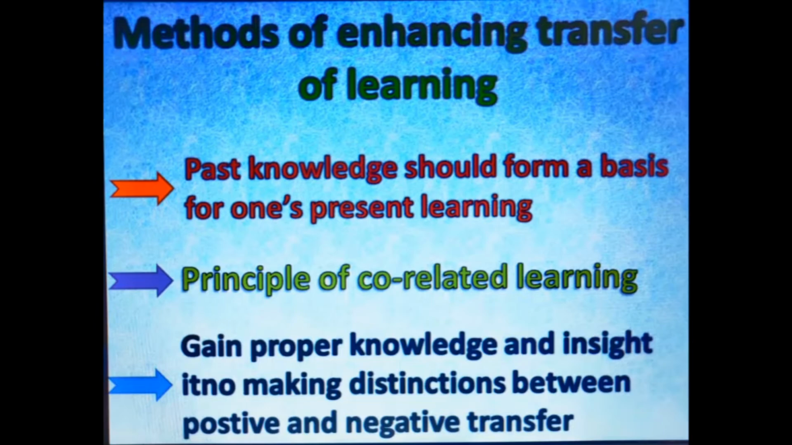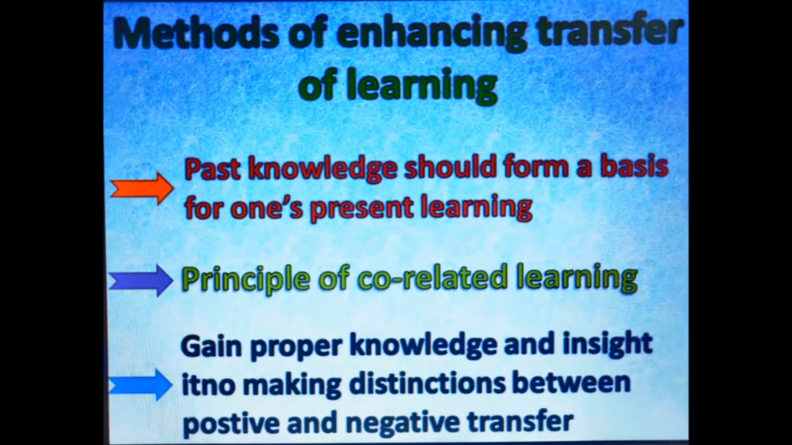Now the second is the principle of correlated learning. The learner should always keep in mind the principle of correlation. Whatever the student is trying to learn should be properly related or correlated with his life experiences, with the surroundings, and with other areas of study and knowledge. If there is a principle of correlation, then maximum transfer of learning is possible.